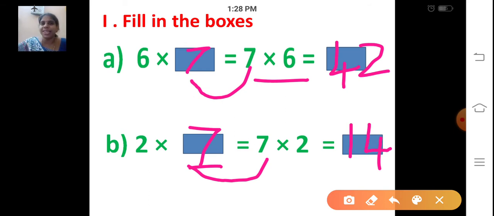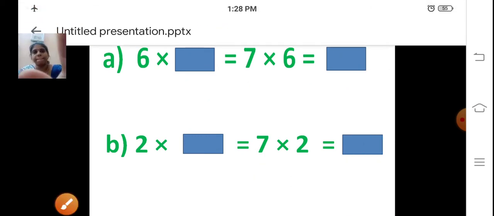So 6 sevens are 42, and 7 sixes are 42. 2 into 7 is equal to 7 into 2. That is also 14. 7 twos are 14.